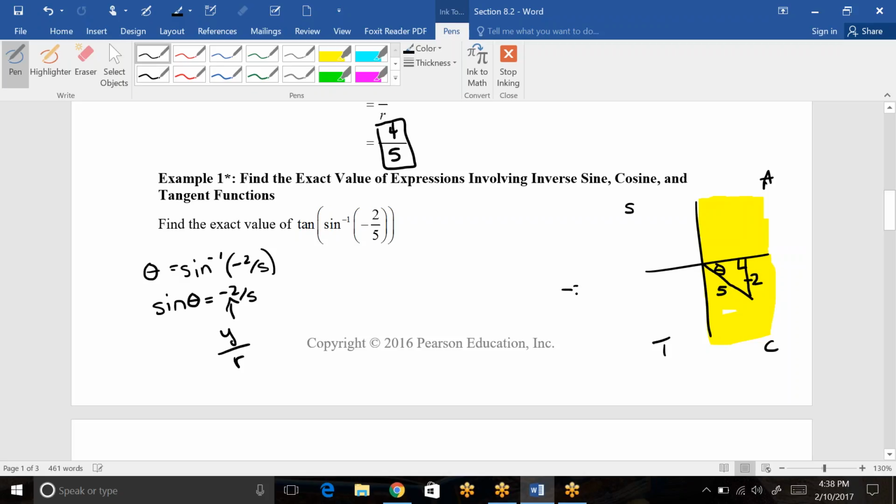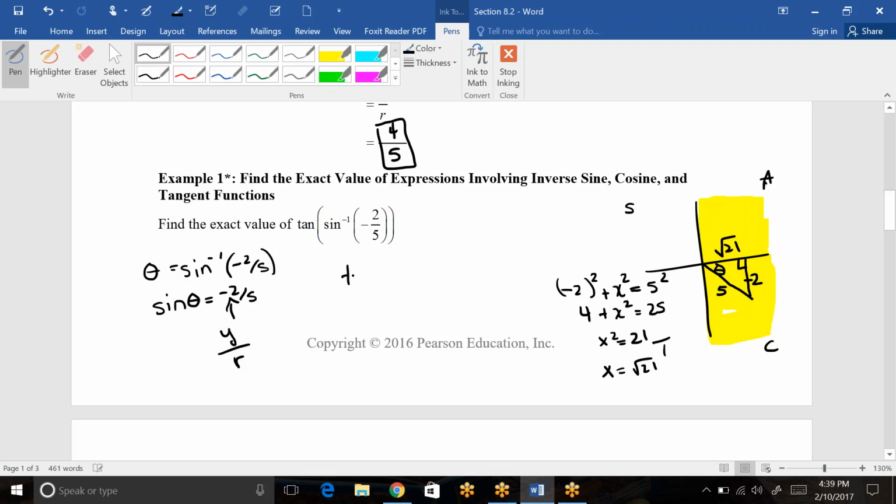So this time you have negative 2 squared plus an unknown x squared equals 5 squared. That's 4 plus x squared equals 25. Subtract over the 4 and we get 21. So x is the square root of 21. And it is positive because the x's are positive on this side.